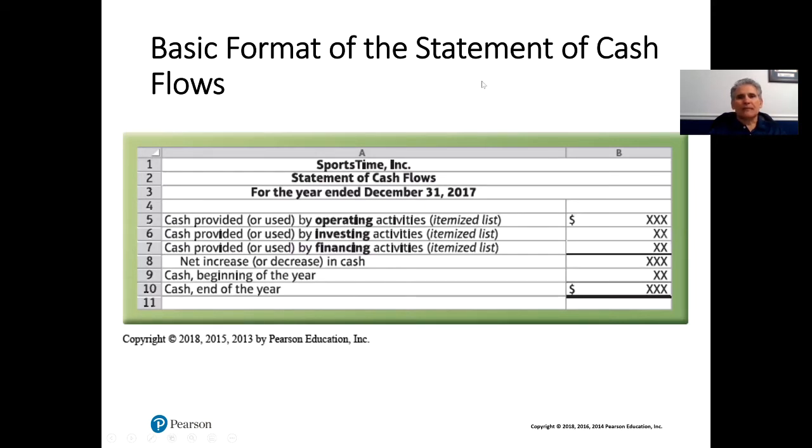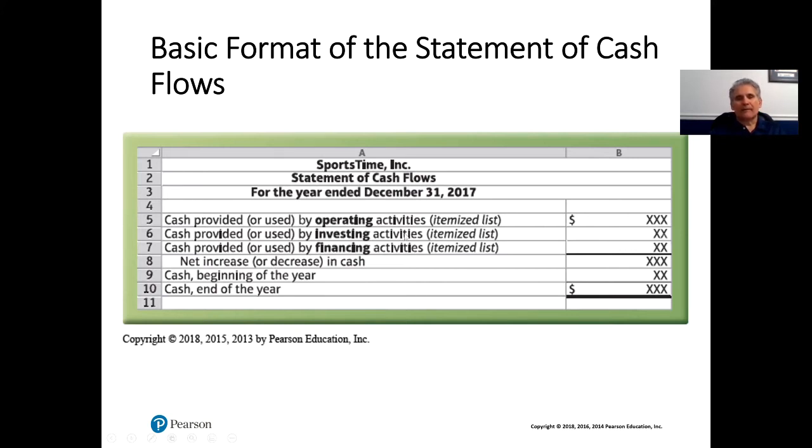So here's the basic format of the statement of cash flows. You're going to have the company name, the title, the year, just like any other report. But we're going to make sure that we break down our statement of cash flows into three categories. The first being operating activities, the second being investing activities, and the third being financing activities. Now, within these areas, you're going to get a little bit further breakdown. But this is just the regular format of what you would be expecting.